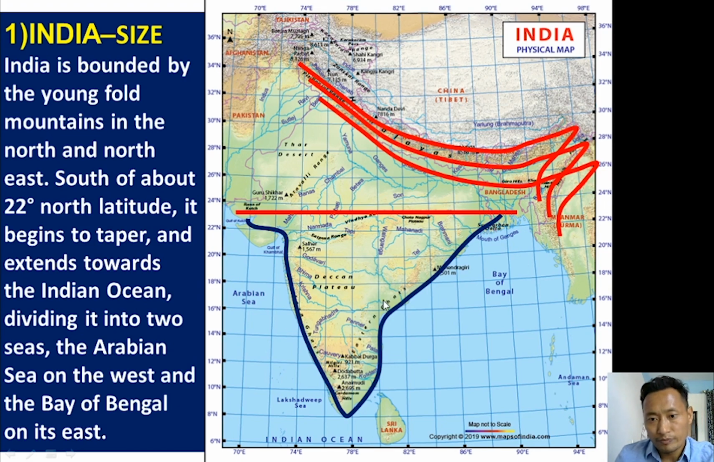In geography, this is also called a peninsula. Why peninsula? It means a landmass which is surrounded by water on its three sides: one side, two sides, three sides. That is called a peninsula. We can say peninsular India. Geographically, peninsular India tapers towards the south from 22 degrees and divides the water into two water bodies, the Bay of Bengal and the Arabian Sea, and it is surrounded by water on three sides. Peninsula means a landmass surrounded by water on its three sides: one, two, three.